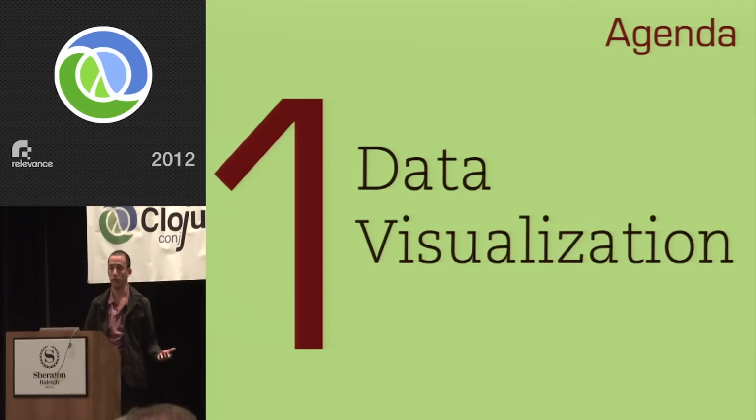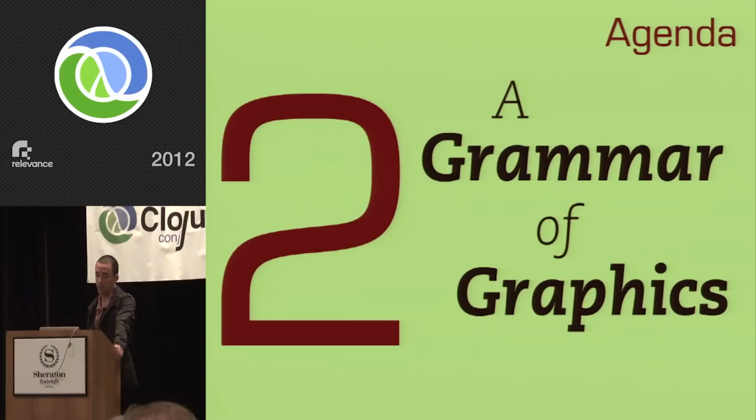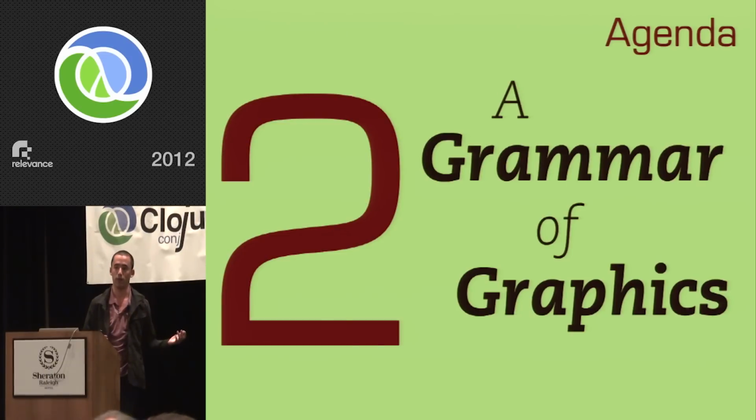So both in terms of tooling, and then also the 101 of human perception and mapping data to visual things. And that's going to lead me to the second part of my talk, which is building a grammar of graphics. There's so much out there. How can you think of all of these seemingly very different things, like bar charts and line charts and all this stuff? How can you put them together in a single framework to think about them and reason about them?